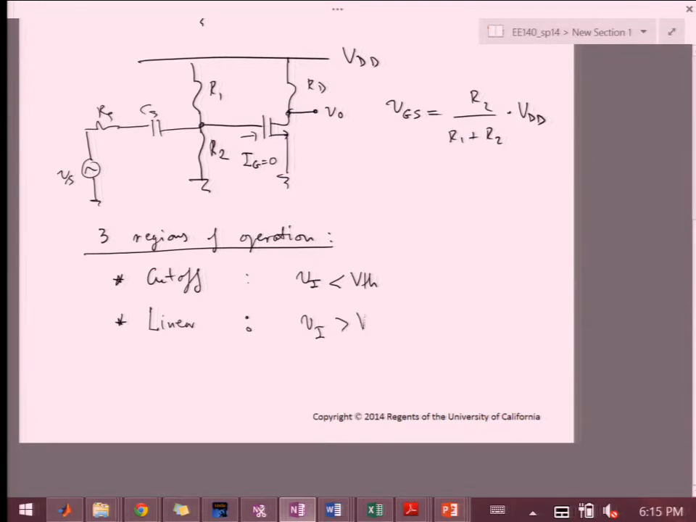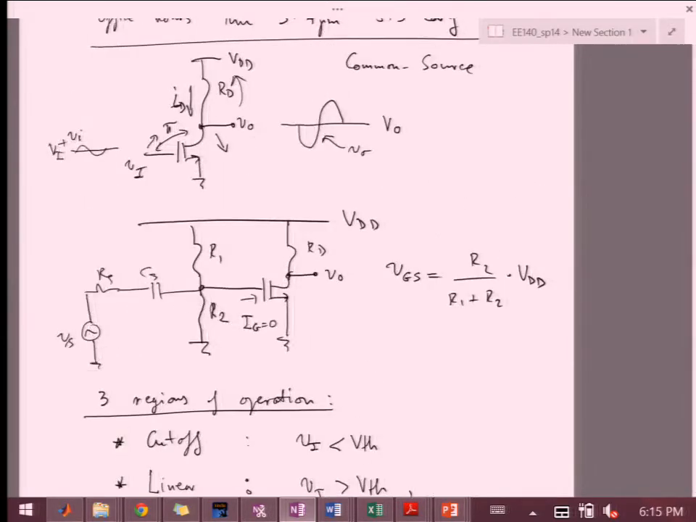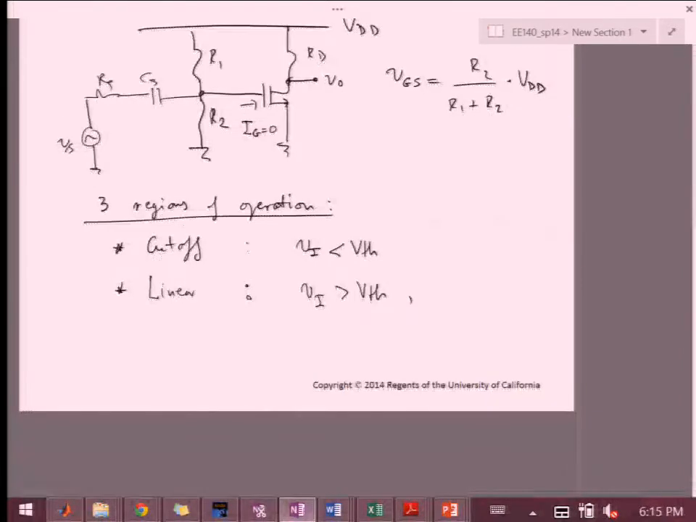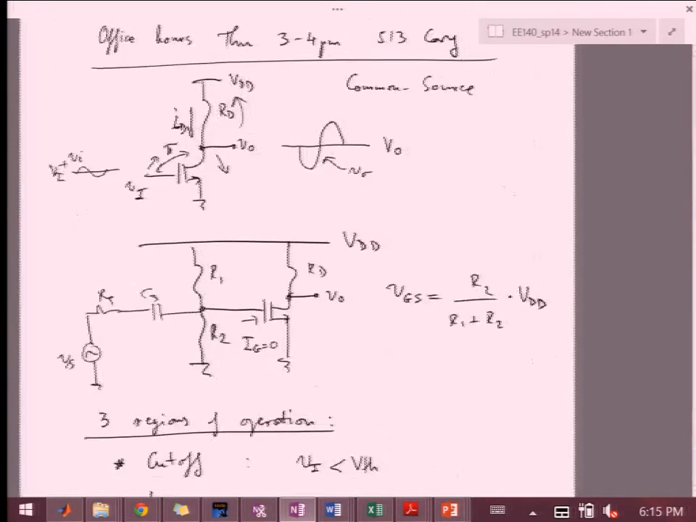So that is for VI greater than VTH. But we also have to look at where the VO node is. If VO is smaller than VI minus VTH, the usual inspection in the circuit is: if this node is down by VTH from the gate, then you're in the linear region. You've pushed this transistor into the linear region.